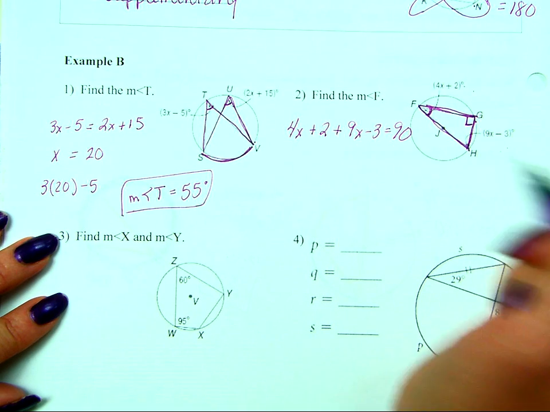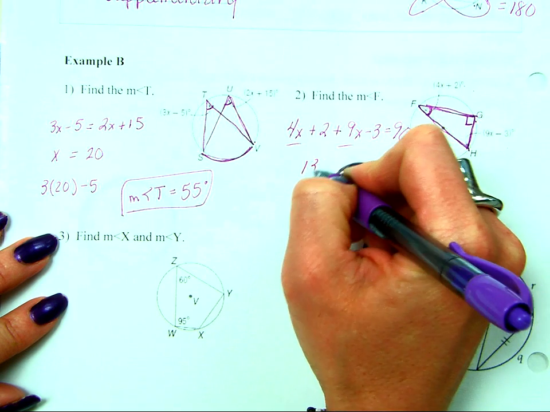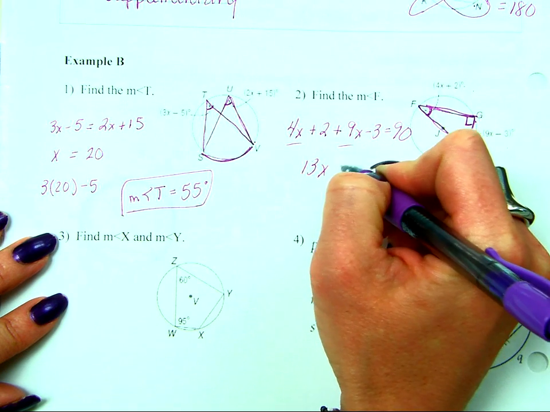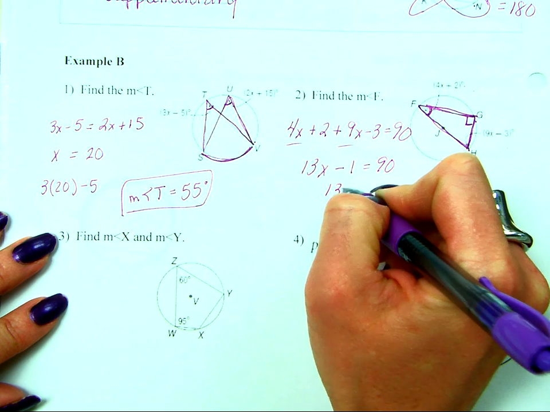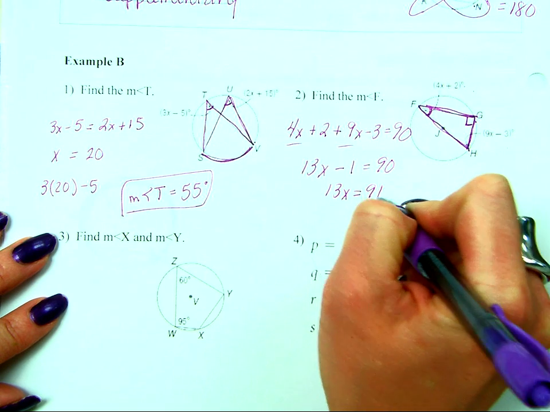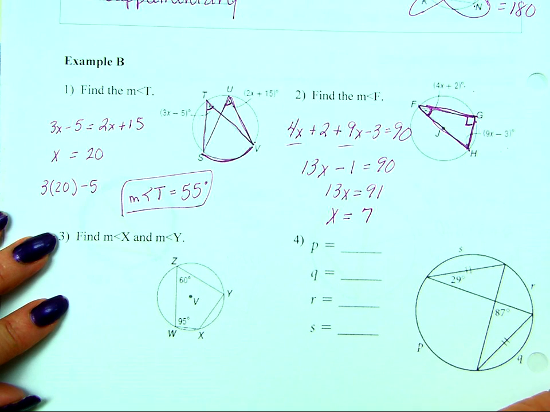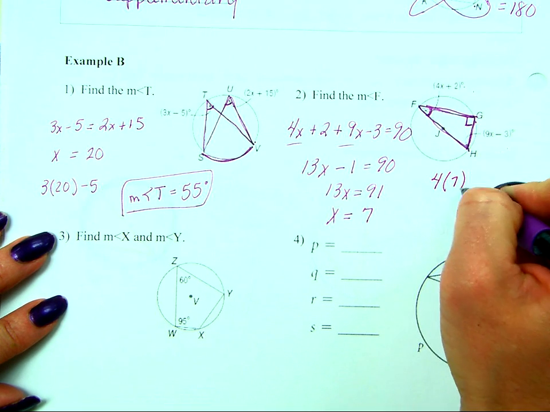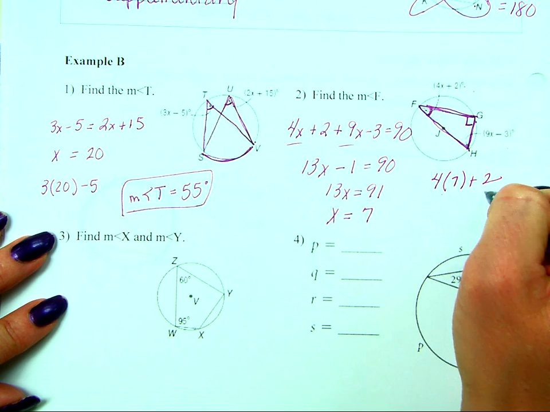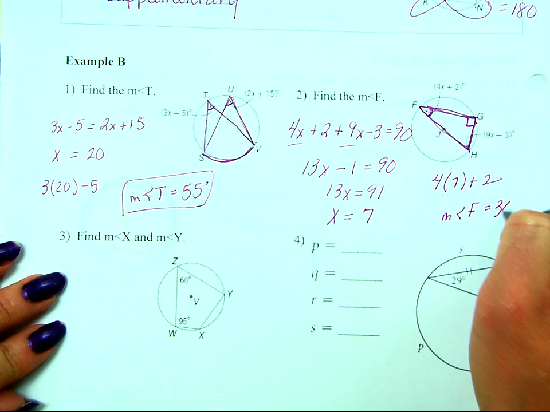In this case, we would look at combining our like terms here. So I have 13x, and I'm going to have a minus 1, or 13x equal to 91, which would tell me that x is 7. Now again, it's asking me for angle F, so I'm going to go ahead and plug that in. 28 plus 2, the measure of angle F must be 30 degrees.